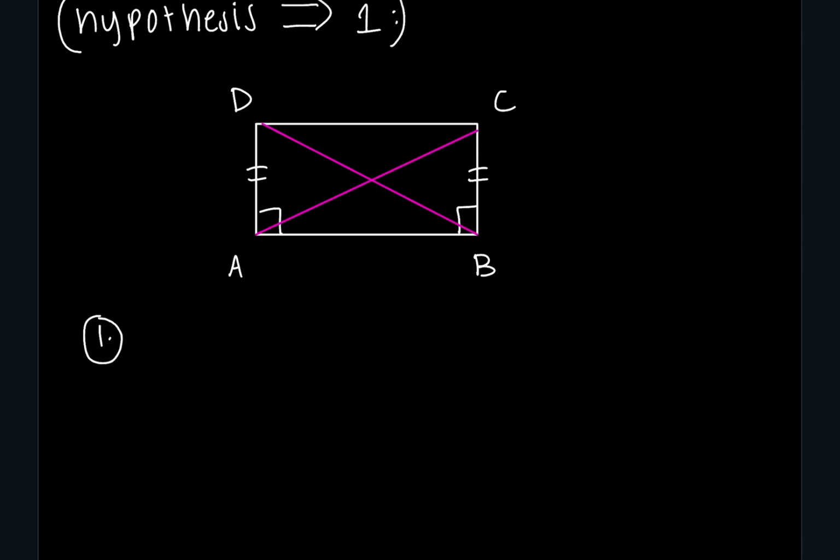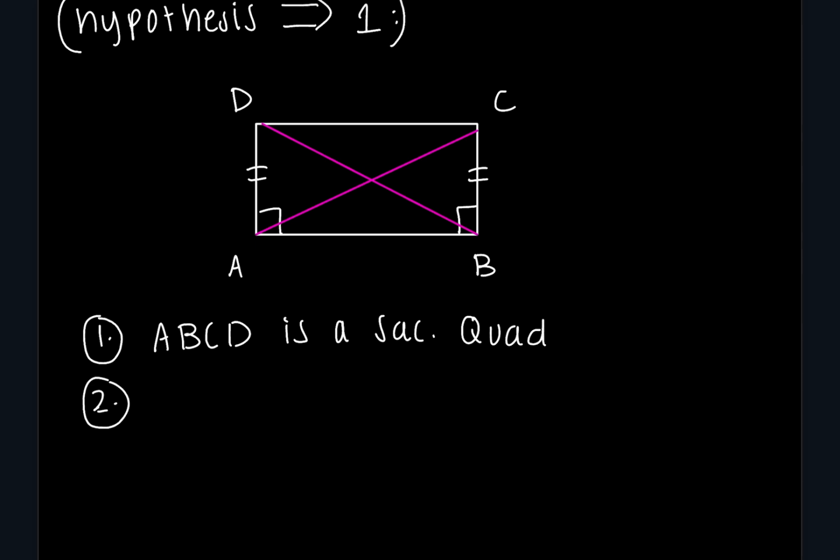First off, we know ABCD is a Saccheri quadrilateral. For 2, we know that AC and BD are the diagonals.